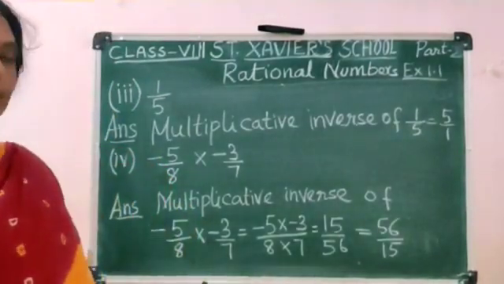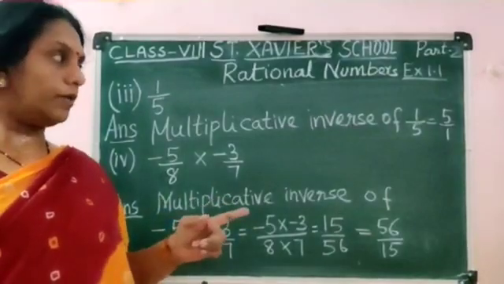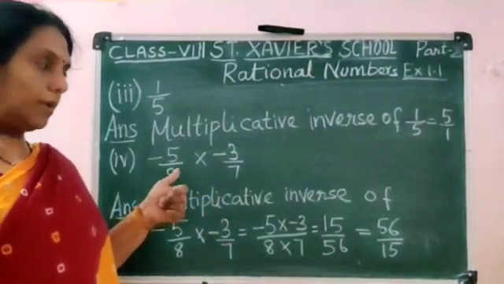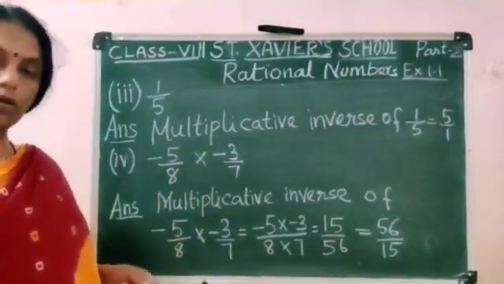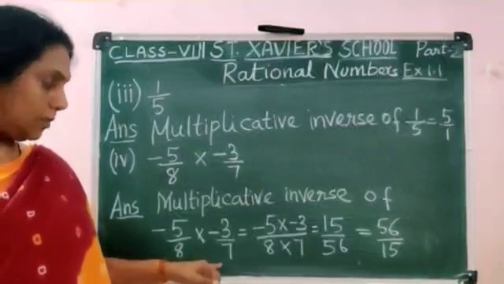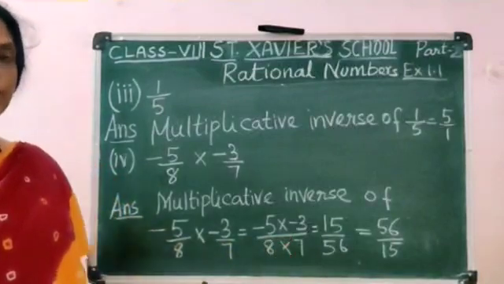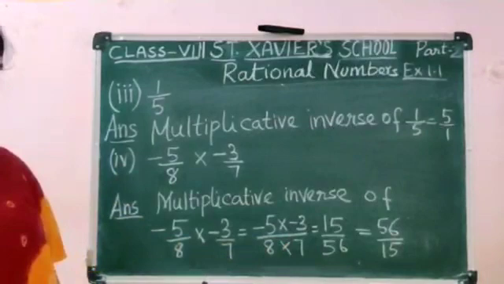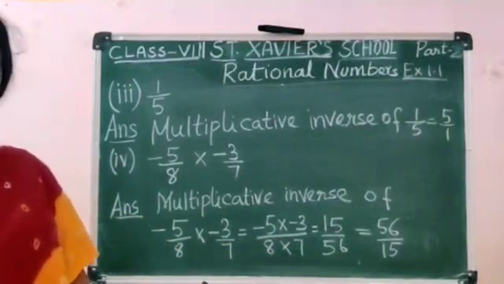Third one, 1 by 5. The multiplicative inverse of 1 by 5 is 5 by 1. Fourth one is minus 5 by 8 into 3 by 7. So the multiplicative inverse of minus 5 by 8 into 3 by 7: minus 5 into minus 3 divided by 8 into 7. So that will become 15 by 56. So the multiplicative inverse is 56 by 15.